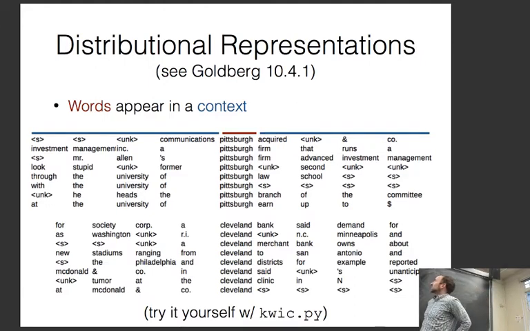Another thing that was in the reading is that distributional representations appear in their context. What was not in the reading is a really good example of this. So to create an example, I created something called kyc.py. Does anyone know what kyc is? Anyone take a linguistics class?